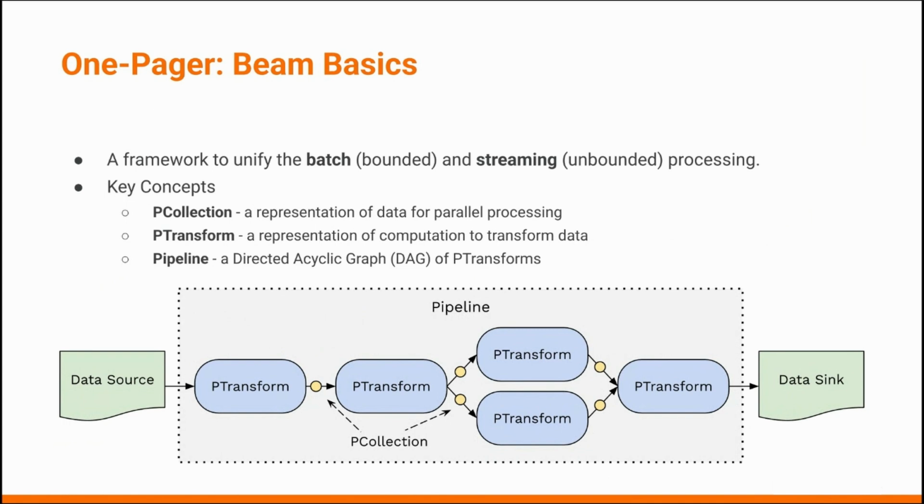Key concepts include PCollection, which represents data for parallel processing, PTransform, representing computations to transform data, and pipeline, which is a DAG of PTransforms. The data flows from a data source through various PTransforms and finally to a data sink.